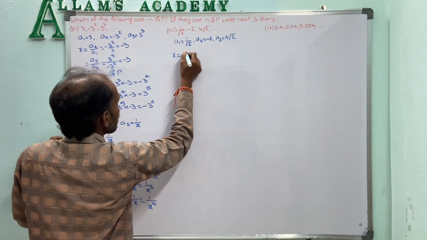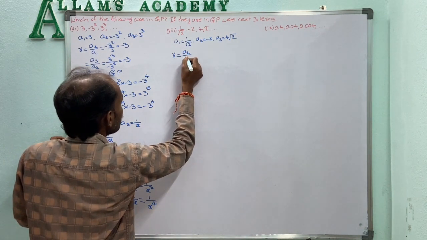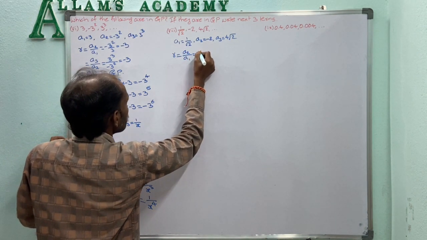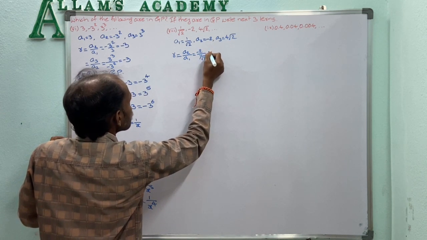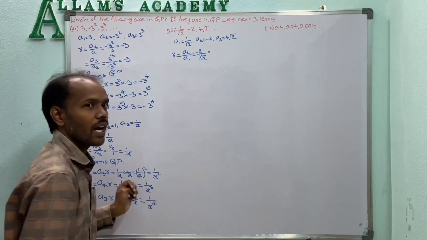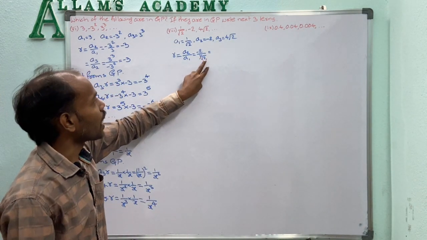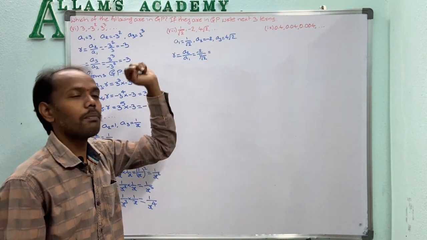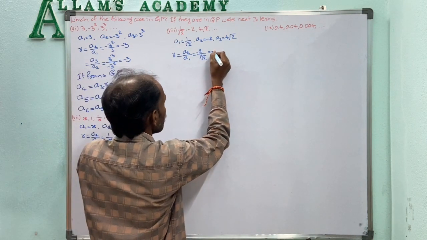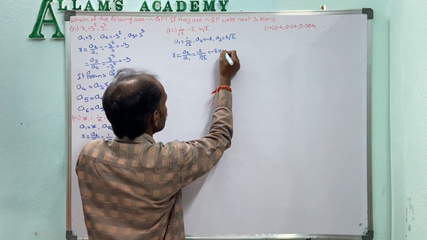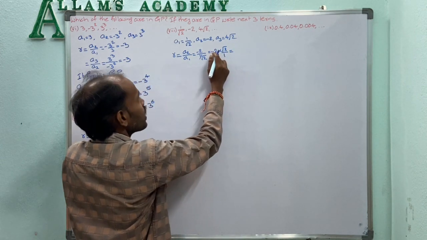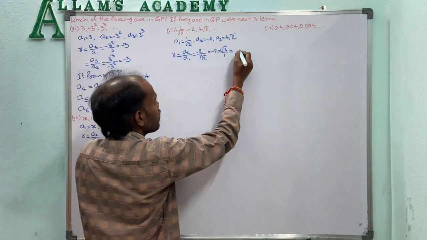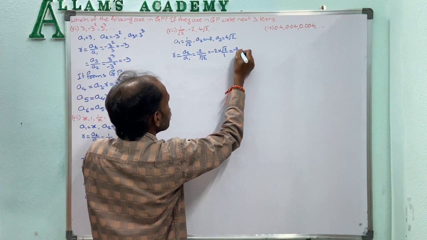The common ratio r is equal to a2 by a1, that is minus 2 by 1 by root 2. With a fraction in the denominator, we take the reciprocal and multiply with the numerator. So minus 2 into root 2 by 1, that is minus 2 root 2.